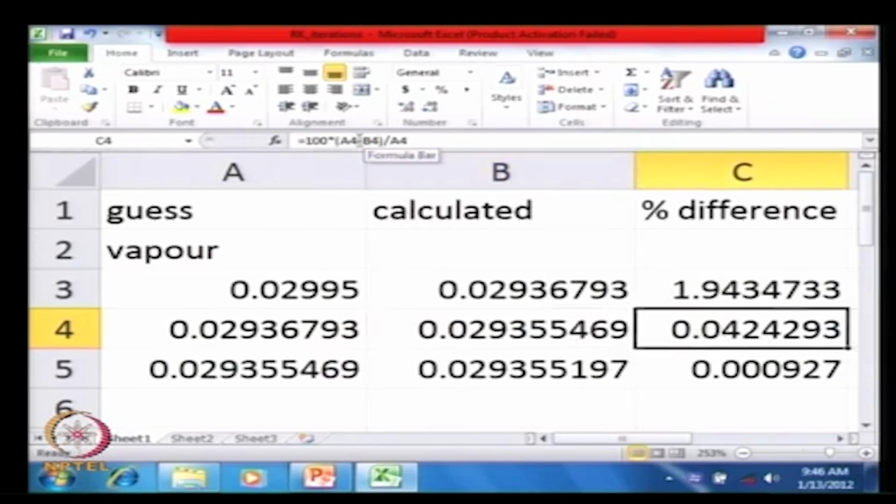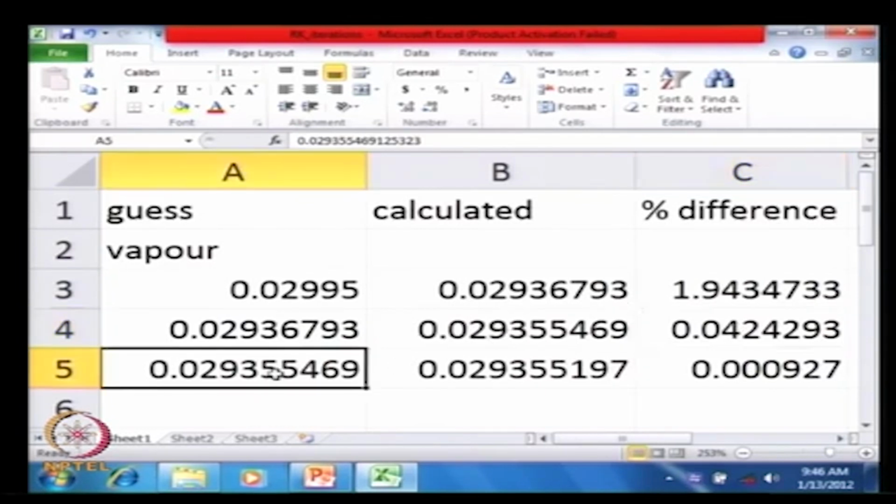The percentage difference was calculated as A4, which is this, minus B4, which is this, the difference divided by A4 into 100. That turns out to be 0.042, which is a very small percentage, but we said 10 power minus 3, so it is still not 10 power minus 3 here. So we go through the next iteration.